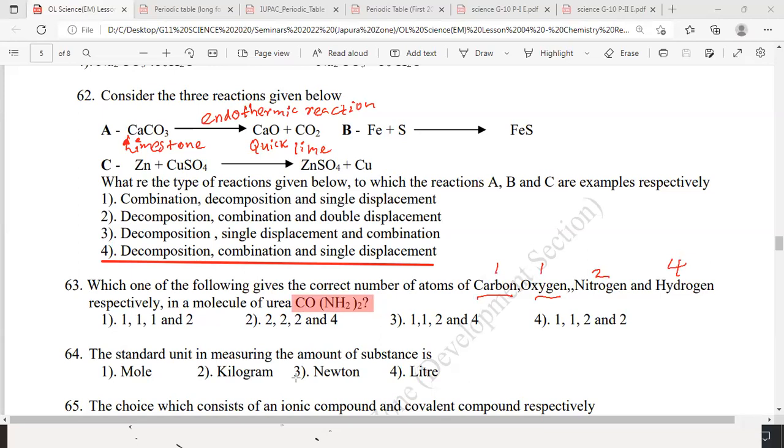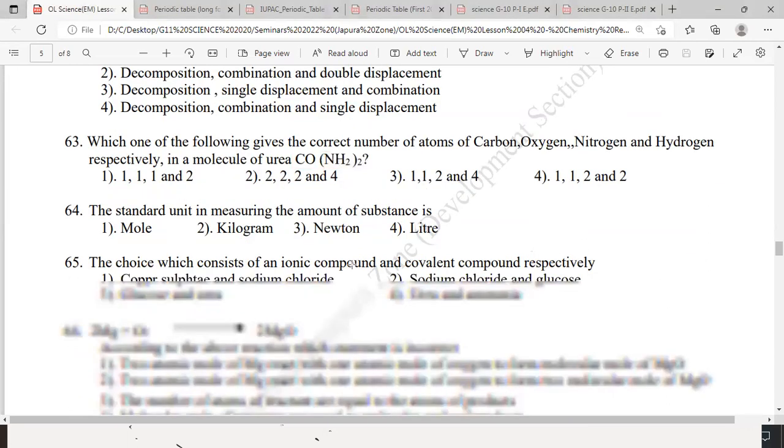Question number 64. The SI unit of measuring the amount of substance in chemistry. Any volunteers? Actually, it should be simple. The unit is mol. Anutmi, yes. Chitleni? First one. Very good. The answer is the first one. Okay, last 10 minutes. We will move fast.